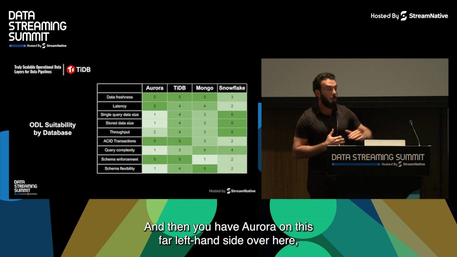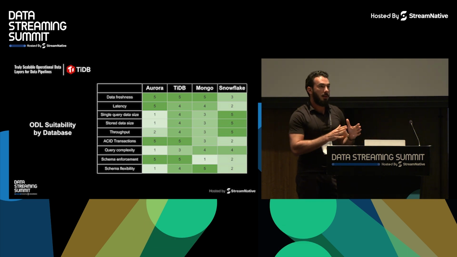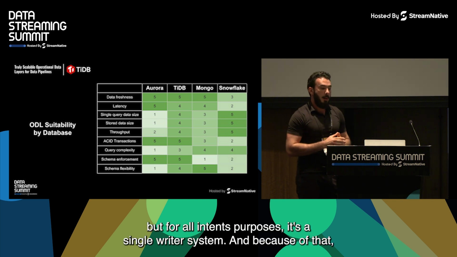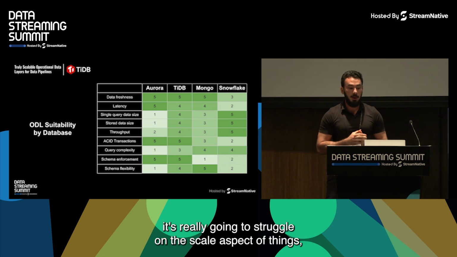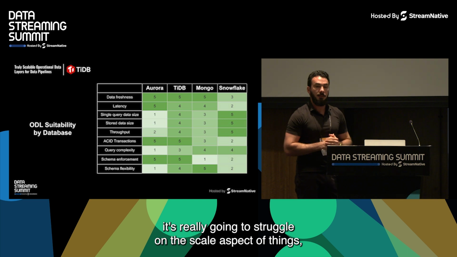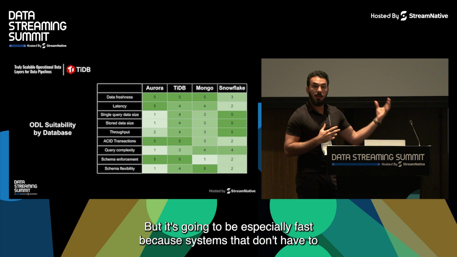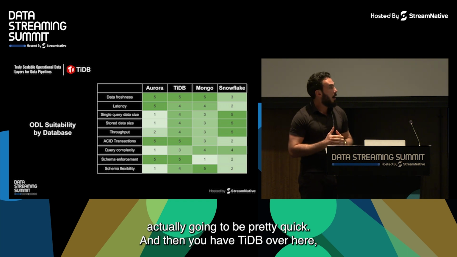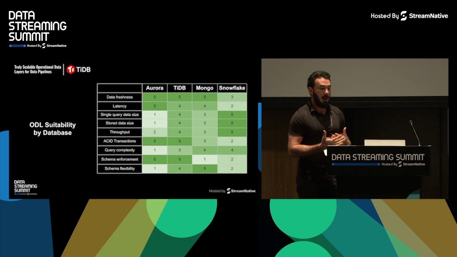Technically we can do ACID transactions in Mongo, but they are not very good. And then you have Aurora on the far left-hand side, which, technically, they've done some magic to make it a multi-node system. They have a distributed storage layer, but for all intents and purposes, it's a single writer system. Because of that, it's really going to struggle on the scale aspect of things, particularly data size and throughput. But it's going to be exceptionally fast, because systems that don't have to communicate with other nodes before fulfilling a transaction are going to be pretty quick. And then you have Tangibly over here, which is a generally great fit for all of the different aspects of an ODL.